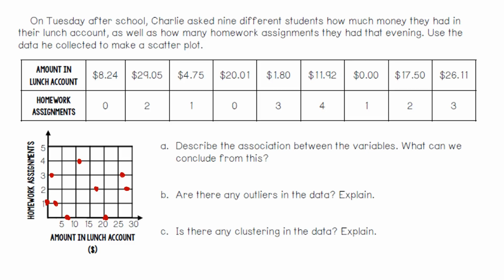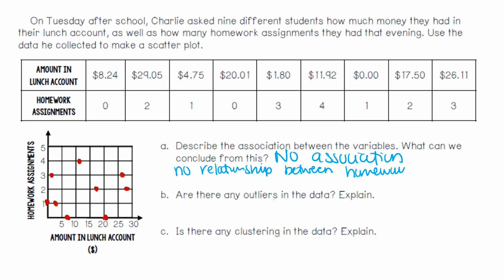So the first question, describe the association between the variables, and what can we conclude from this? This is a no association because those points are completely random. There's no pattern. And so we can say there is no relationship between homework assignments and your lunch account, which makes sense. Teachers do not care how much money is in your lunch account. We just assign the homework.